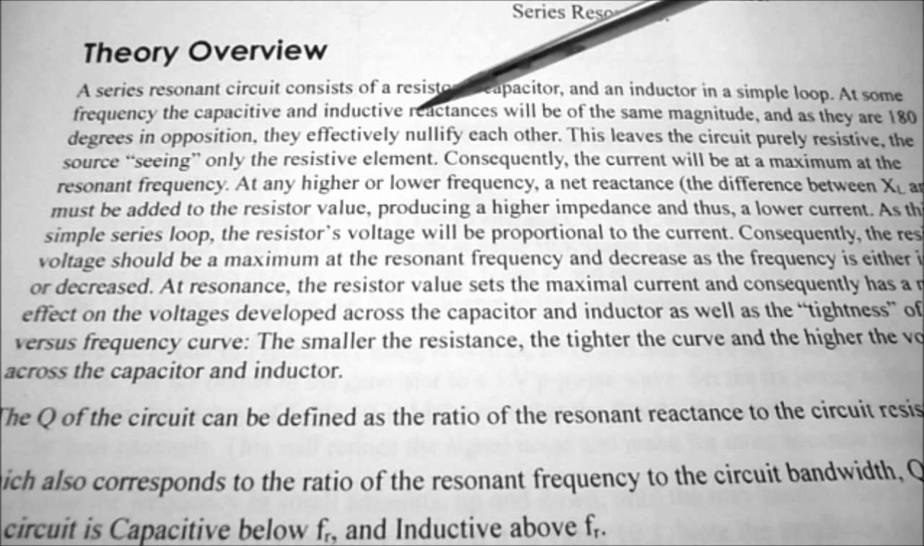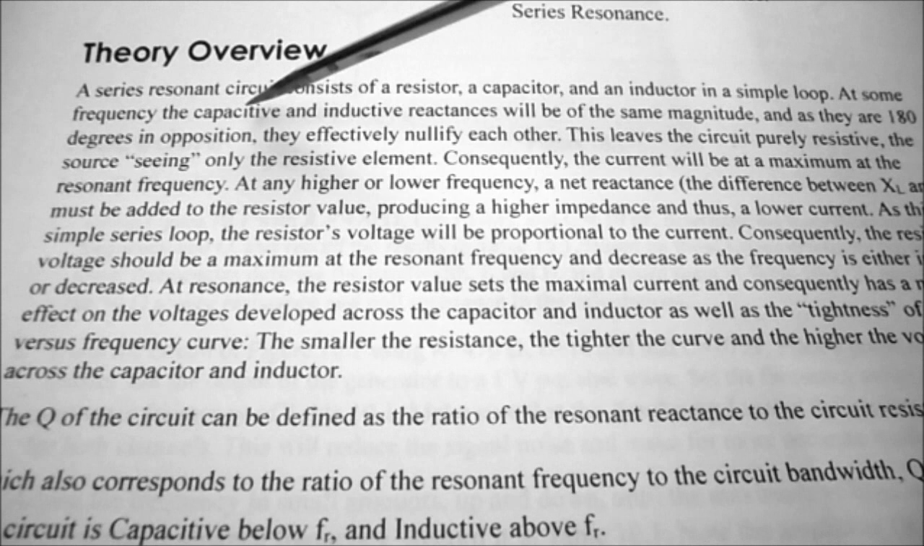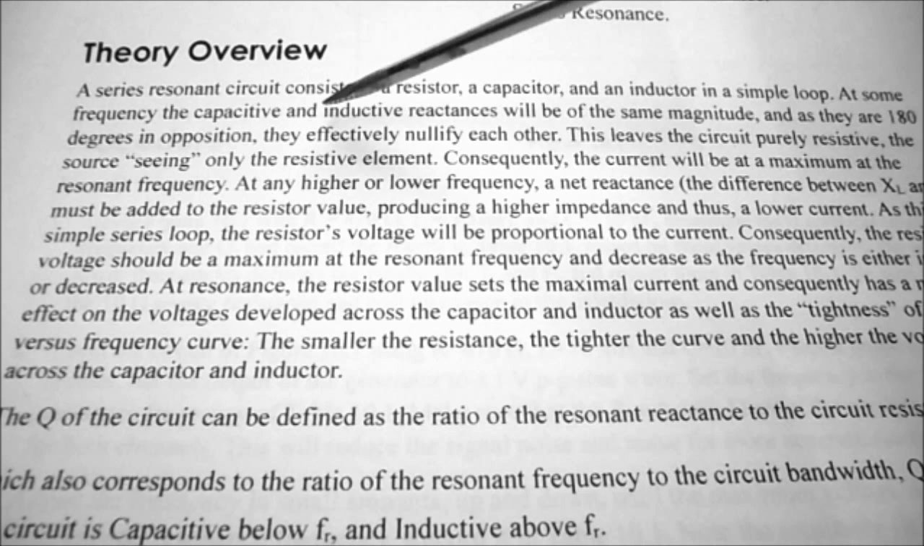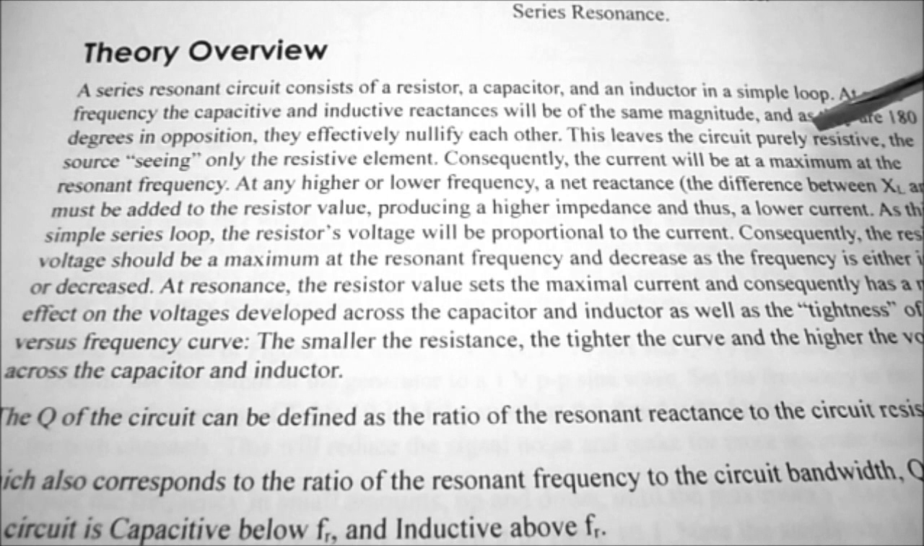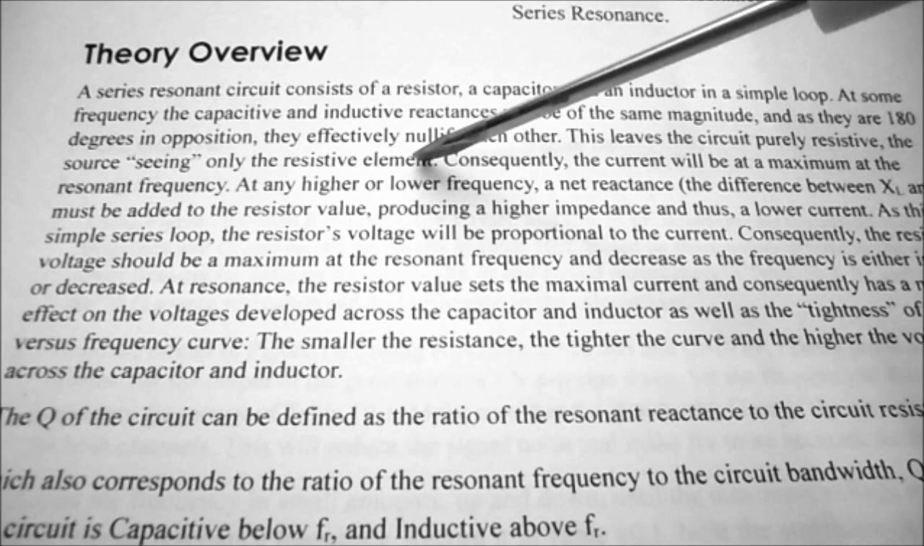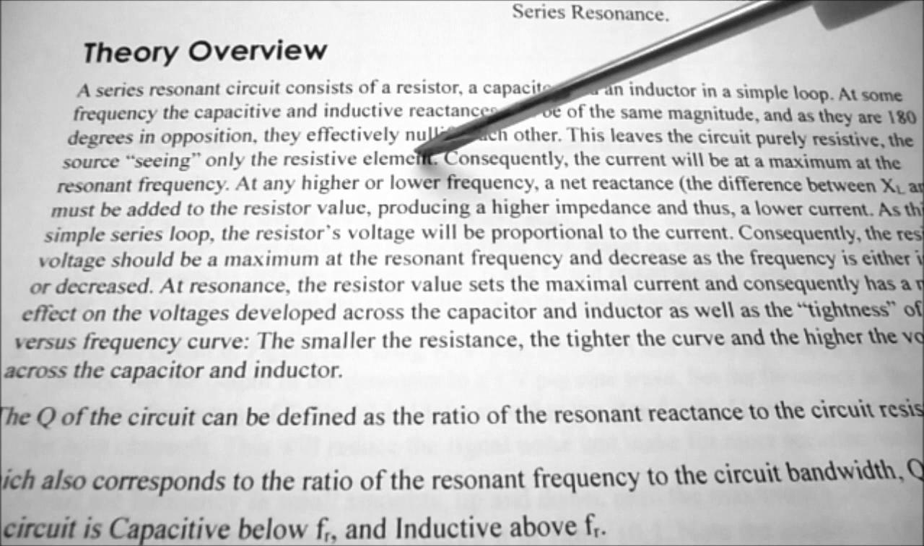I just want to remind you that it says at some frequency, which is the resonant frequency, the capacitive and inductive reactances will be of the same magnitude, and as they are 180 degrees in opposition, they effectively nullify each other. This leaves the circuit purely resistive, the source seeing only the resistive element. So the current that goes through the resistor will still be the same current that goes through XC and XL, so we should see huge voltage drops across them at resonant frequency.